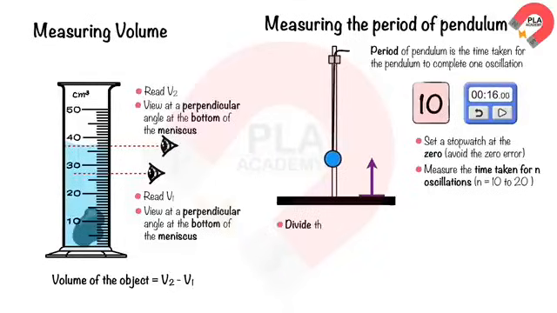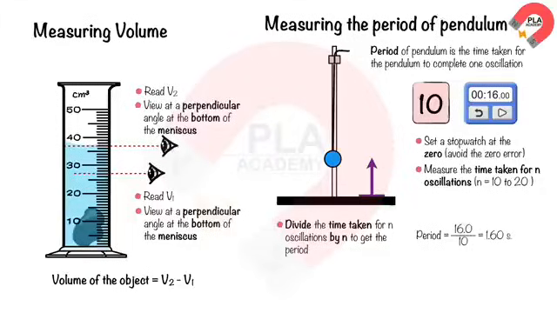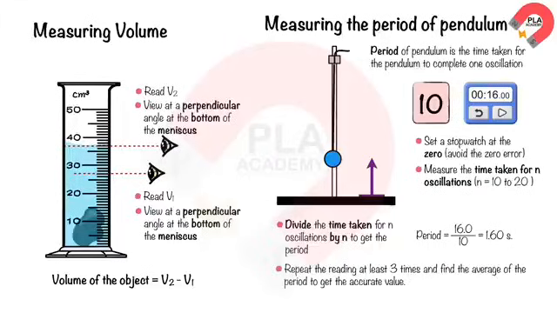Divide the time taken for n oscillations by n to get the period of the pendulum. For this example, the period is 16.0 divided by 10, which equals 1.6 seconds. Repeat the reading at least 3 times and find the average of the period to get the accurate value.